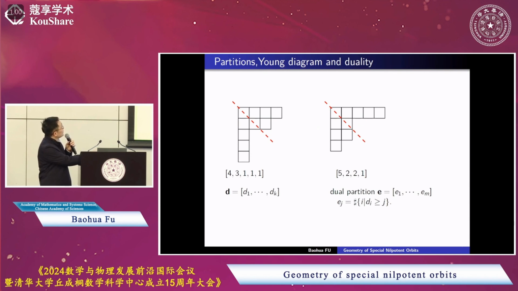You do the reflection along this diagonal, and then you get another partition. You count, for example, this column has 5 boxes, and the first line has 5 boxes. So you get another partition of the same number of boxes. So this gives you a symmetry. This is the dual partition.